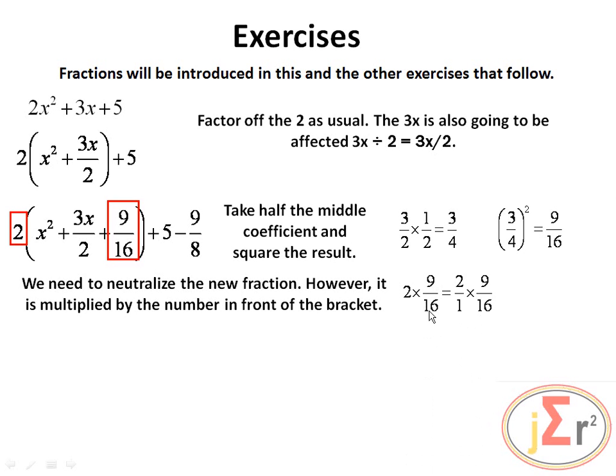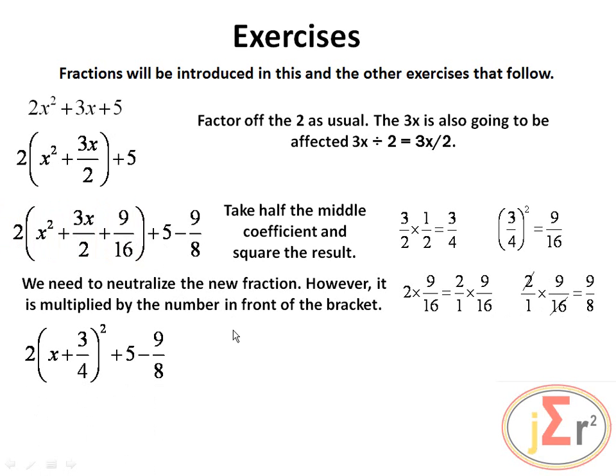2 is a fraction. What is that fraction? 2 over 1. So to multiply 2 by 9 over 16 is the same thing as multiplying 2 over 1 by 9 over 16. And of course, the 2 will cancel with the 16, like we have it right there. And the answer is 9 over 8. So we are going to subtract 9 over 8 in the end. And that is what we have right there.